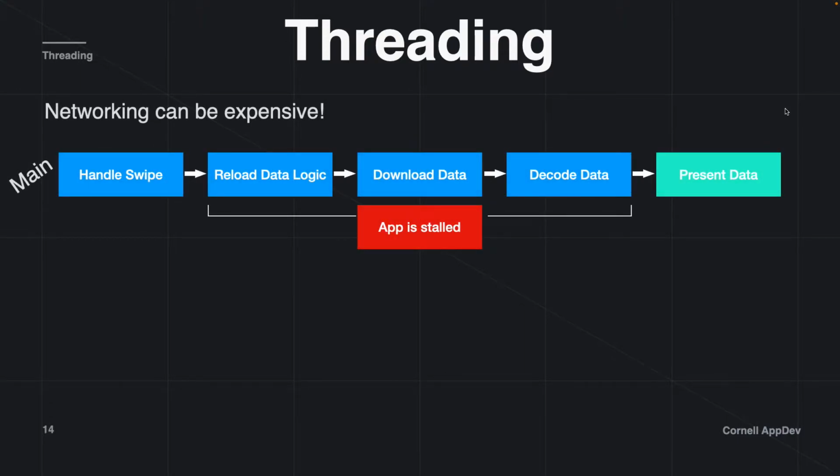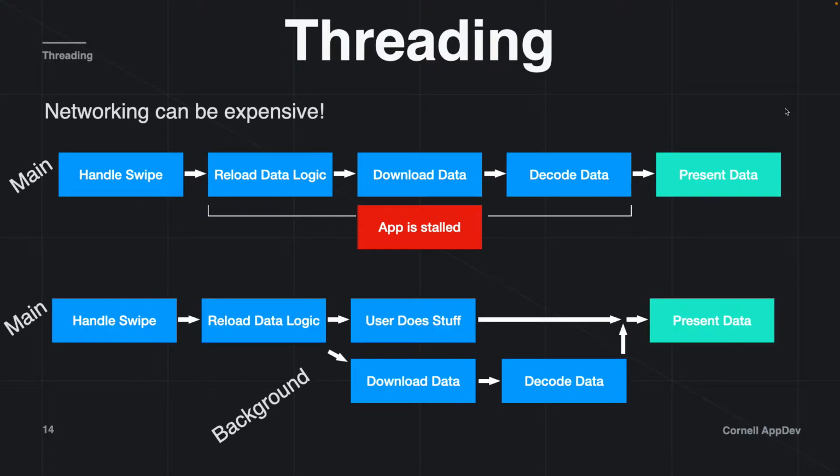So here's a little diagram. If we're talking about our table view, we swipe it, and then it's going to have to reload. It's going to have to figure out what it wants to reload, then download the data and decode the data, and so on. And this entire time, the phone's going to be stalled, and the user is going to get mad. So the simplified solution would be, let's recognize that we need to download some data, but all the downloading is going to be done in the background. This will let the user interact with the app while it's still loading.